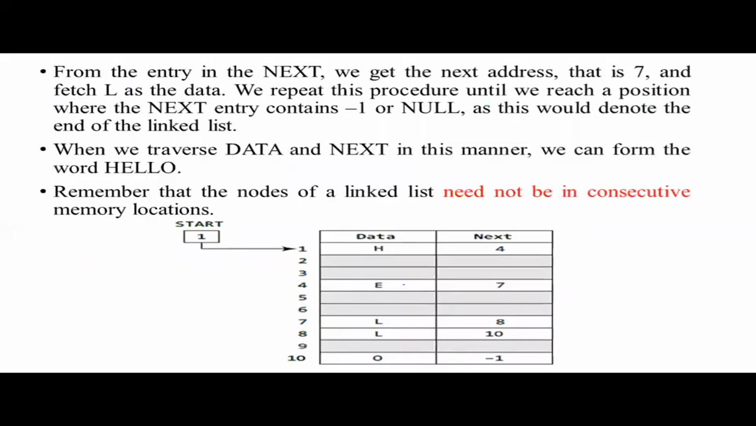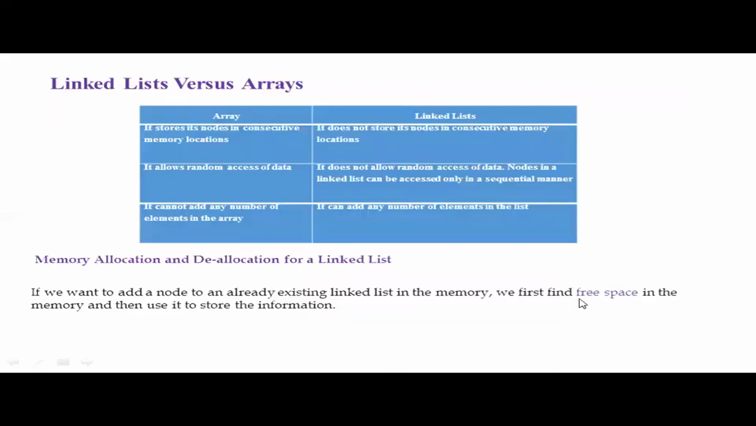If you want to access the fourth element, you have to access the first element, second element, and third element, because the next node address is stored in the previous node. So you have to traverse all the nodes sequentially to get some data. So it won't support random access. In array-based implementation, once the maximum size is reached, you cannot add more elements. But in linked list implementation, you can add any number of elements in the linked list.